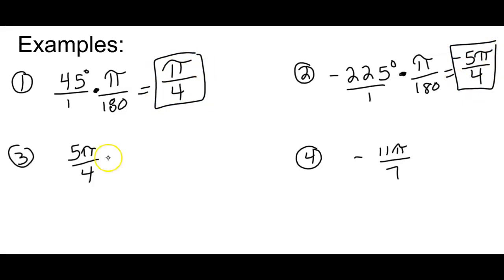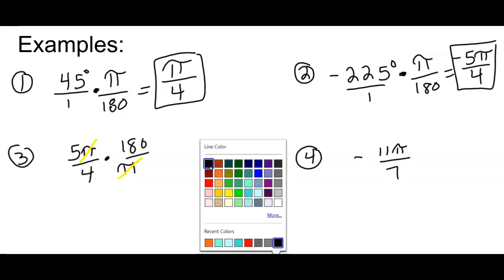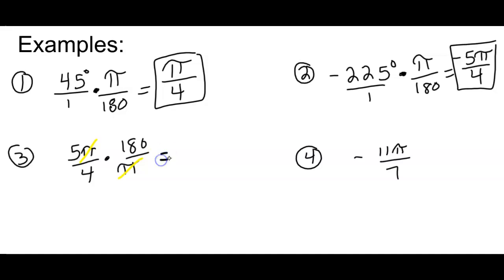Going the other way, we're going to multiply by 180 over pi because we want our pi's to cancel off. It cancels off that unit. And then this, you just punch in your calculator: 5 times 180 and divide it by 4. That's going to give me 225 degrees.